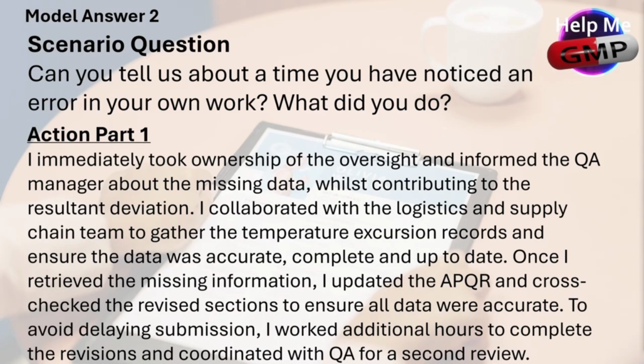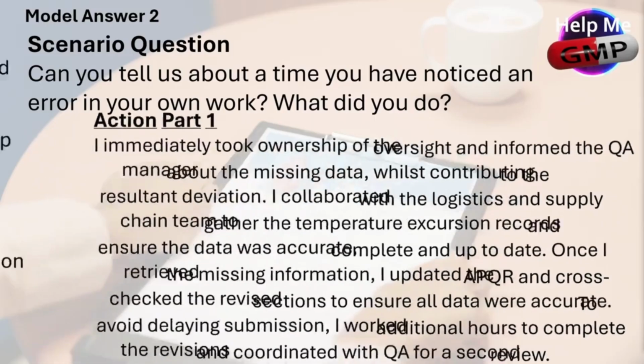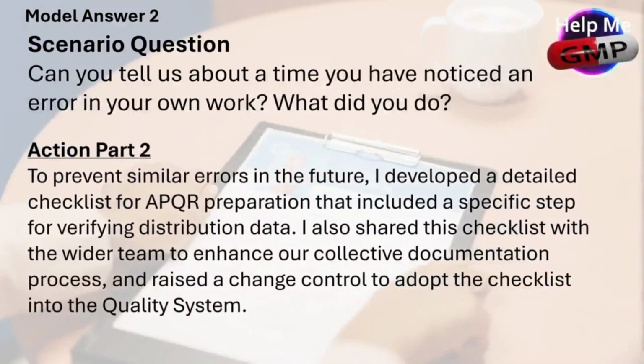Once I retrieved the missing information, I updated the APQR and cross-checked the revised sections to ensure all data were accurate. To avoid delaying submission, I worked additional hours to complete the revisions and coordinated with QA for a second review. To prevent similar errors in the future, I developed a detailed checklist and template for APQR preparation that included a specific step for verifying distribution data.